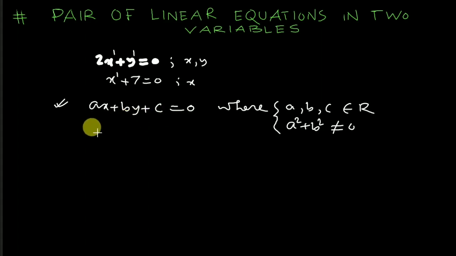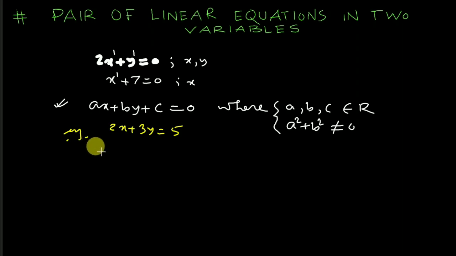For example, take the equation 2x plus 3y is equal to 5. This is a linear equation in two variables, the variables being x and y. You may say this is not in the standard form. You just have to take this 5 to the left side of the equality, so that the equation will be 2x plus 3y minus 5 is equal to 0. So here a is equal to 2, b is equal to 3, and c is equal to minus 5.